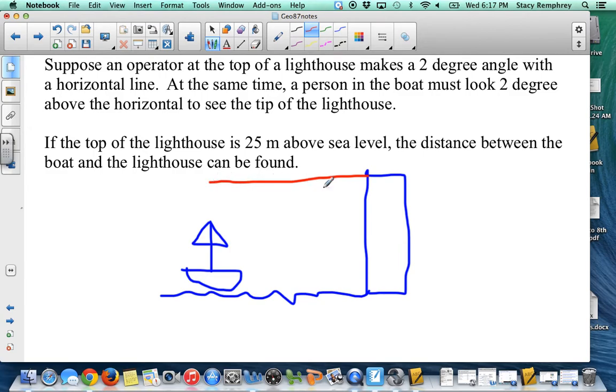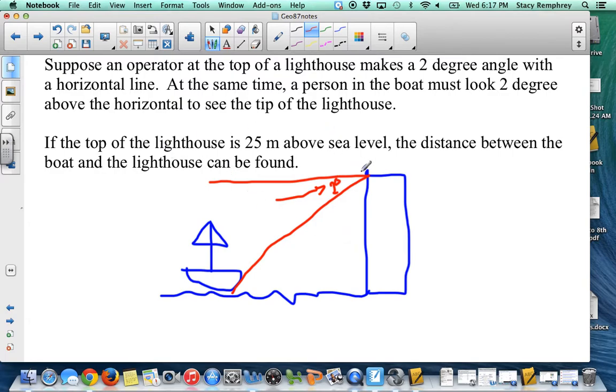Here's the person. If you look straight ahead and then look down onto the ground, you'll feel your eyes move a certain number of degrees. This is called the angle of depression. So right here is the angle of depression, from the horizontal, you're straight ahead. How many degrees you lowered your eyes is the angle of depression. And in this problem, that is 2 degrees.